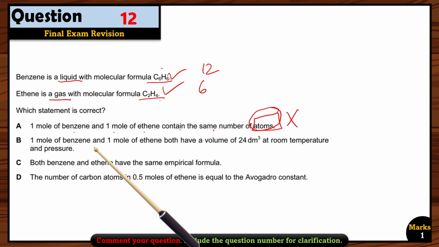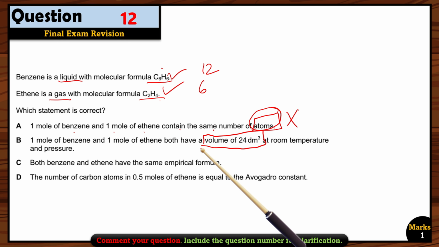Second, a mole of benzene and 1 mole of ethene both have a volume of 24 dm³ at room temperature and pressure. So the volume will be only 24 dm³ for 1 mole of a gas. But if you see, only ethene is a gas, but benzene is not a gas. So this option is also not right.